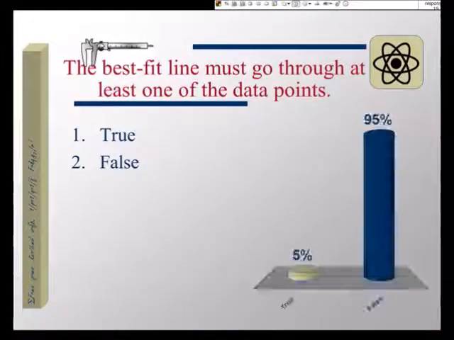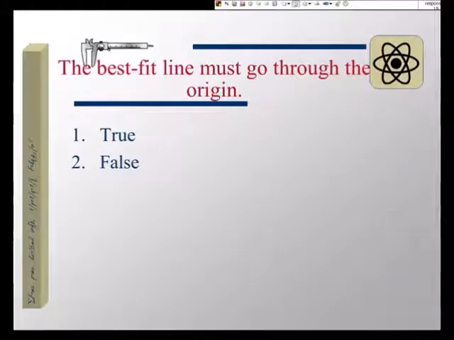So back to your answer to this. 95% of you said no, it doesn't have to touch, and that's true. That's correct, right? The best fit line doesn't have to touch any of your data points. What you're shooting for is a line that has roughly the same amount of data points on one side of it that it does the other. You want to kind of run it down the middle.